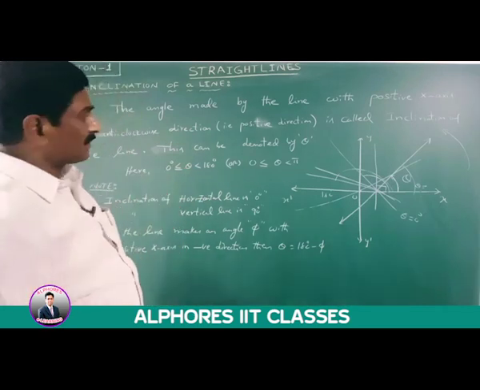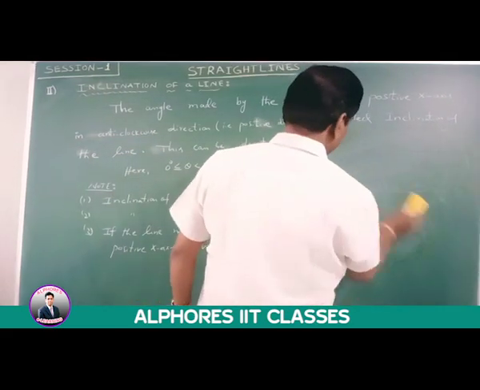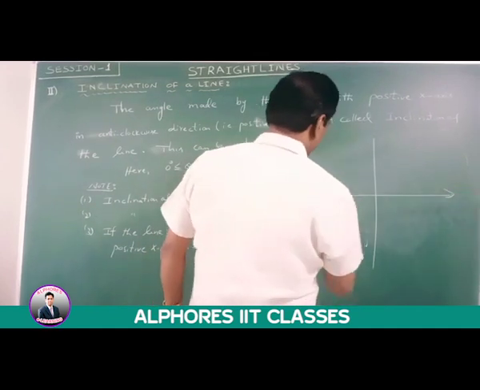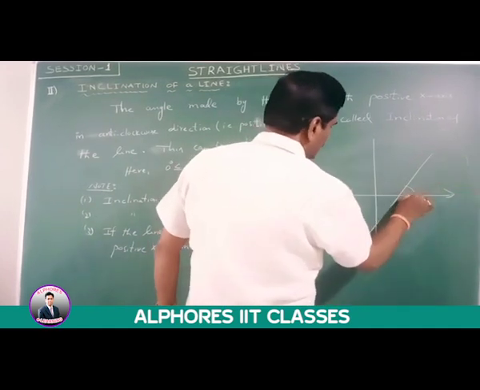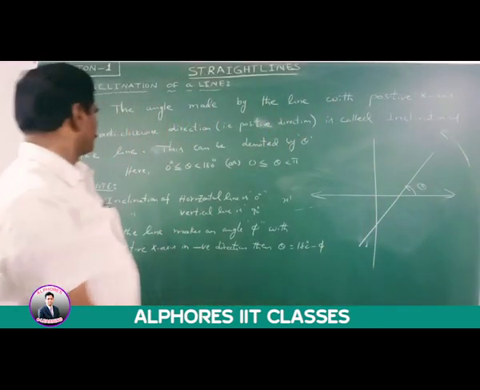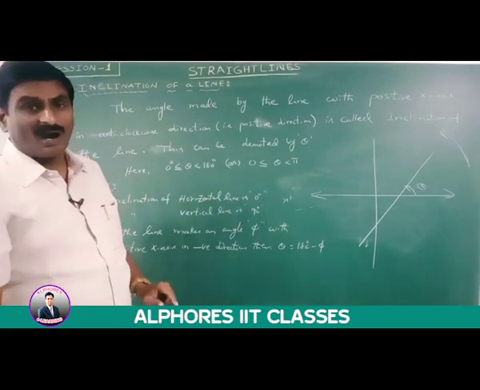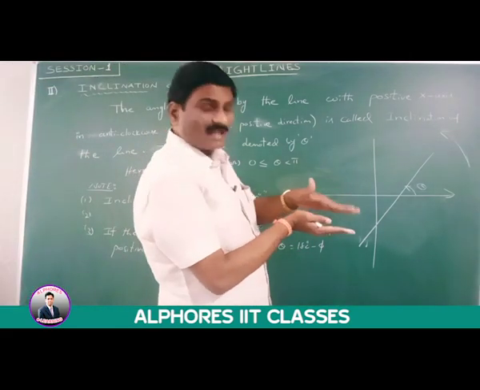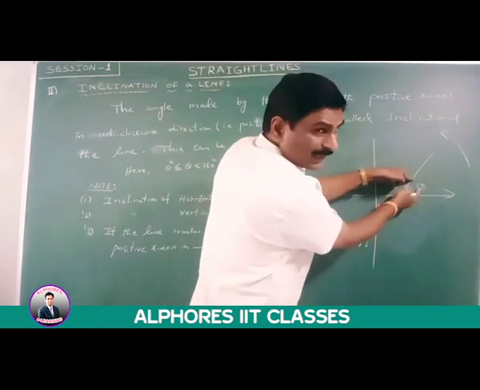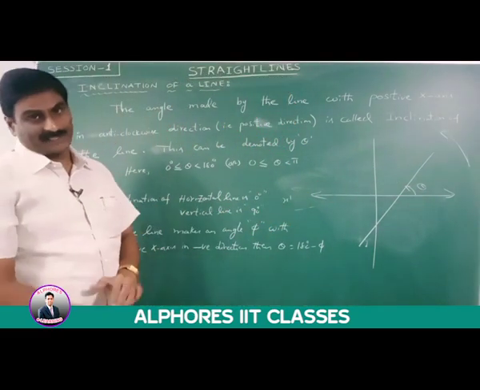Okay. Next, please note this diagram. Angle of inclination. This is the theta in positive direction. Note, inclination of the horizontal line is 0 degrees. Horizontal line is nothing but x-axis or the lines which are parallel to x-axis. If the line coincides with x-axis, the theta becomes 0. So, inclination of the horizontal line is 0 degrees.